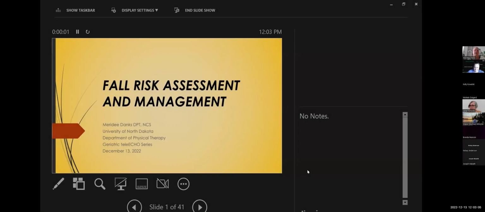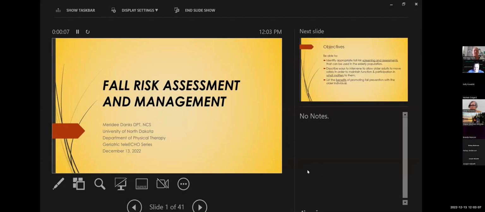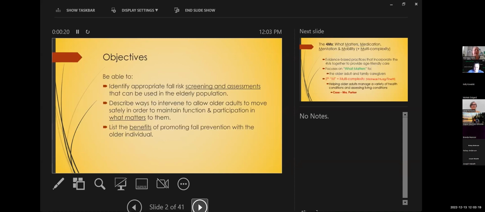Today we're going to talk about fall risk assessment and management, and we're going to do it as a case base. We have a case of Mrs. Parker that we'll get into. So here are the objectives. Hopefully they'll answer the questions from the quiz for you by the time we get through.